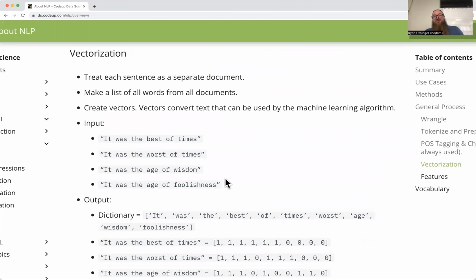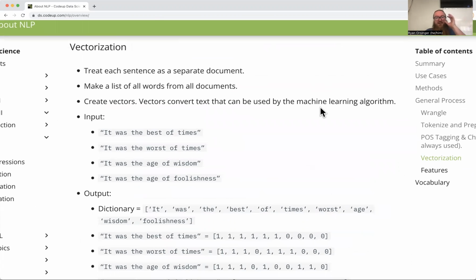I need to introduce y'all to the idea of vectorization. Vectorization is basically like a histogram of word counts. So you treat each sentence like a separate document, and you make a list of all of the words in all the documents. And then you create vectors, and the vectors are just lists. So don't freak out. I know it's a math word, but it just means a list.